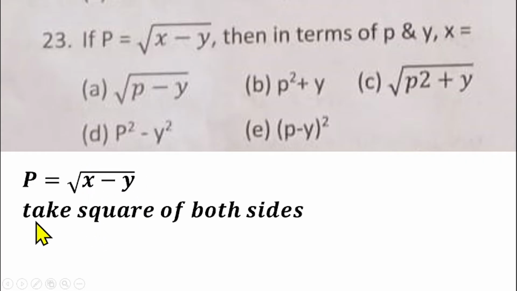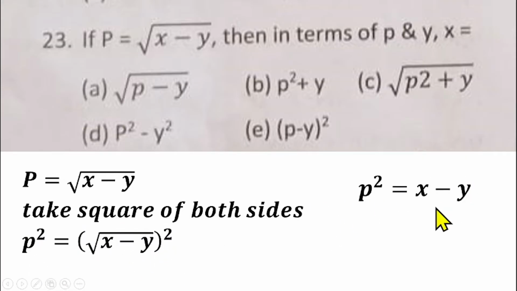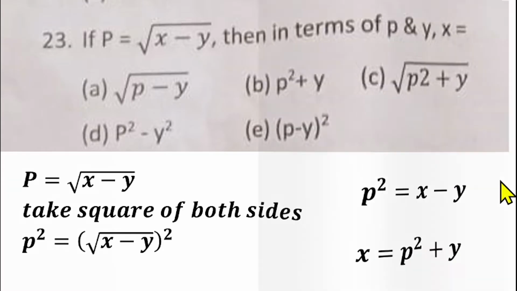So take the square of both sides. We'll be having p squared equals the square of the square root of x minus y. So this square will take care of the square root. We'll be having p squared equals x minus y. Our aim is to find x, so take y to this side. So we'll be having x is equal to p squared plus y. And that makes option B the right answer for question number 23.